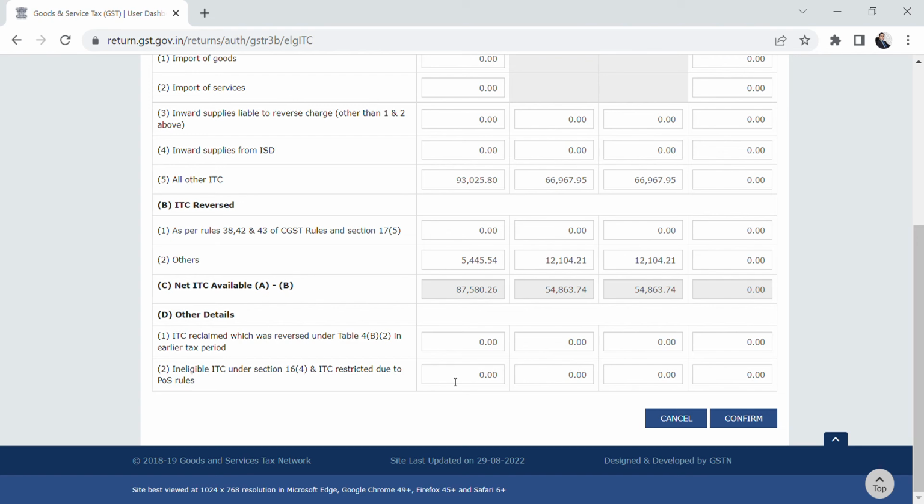You will take credit in others, but reflect that amount here just so that tomorrow when the case is selected for scrutiny, the officer can be convinced and he can be guided on how we have taken the credit.